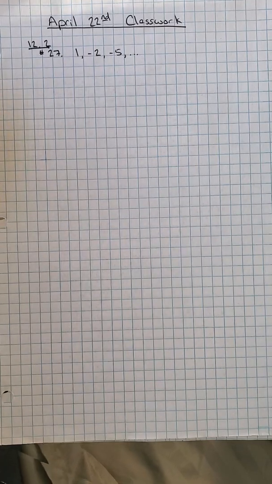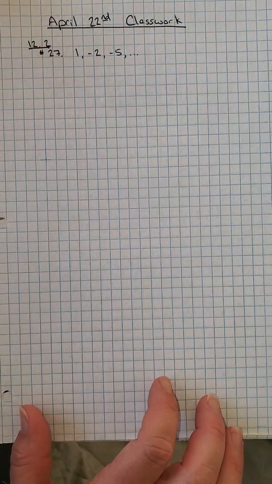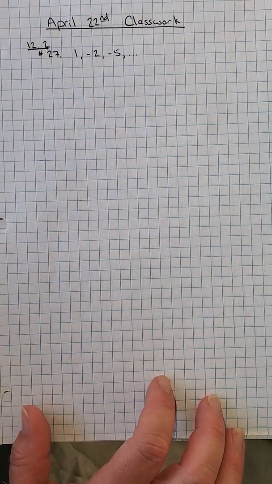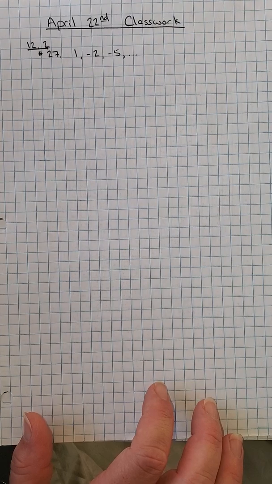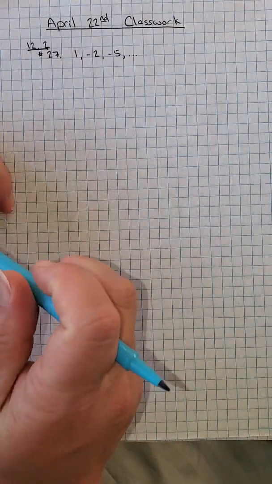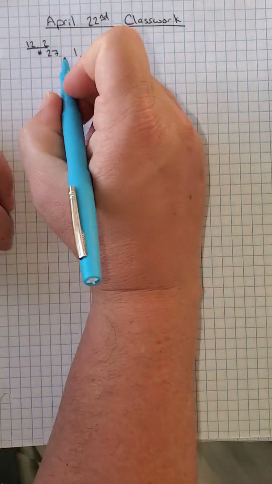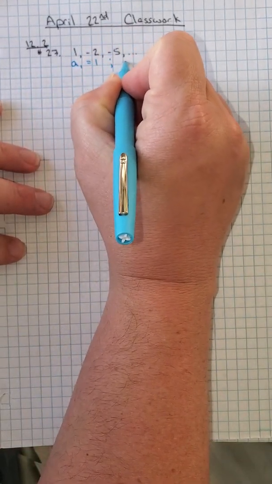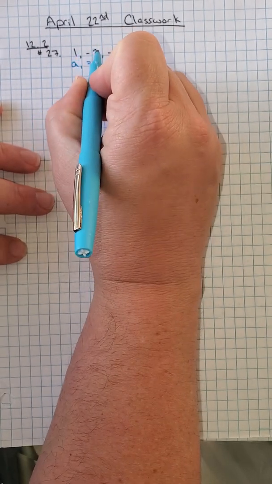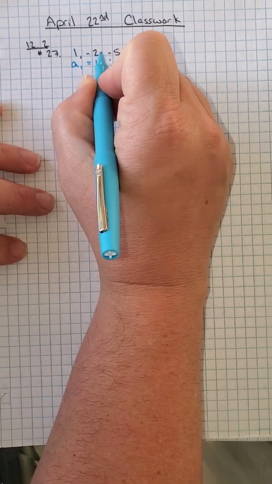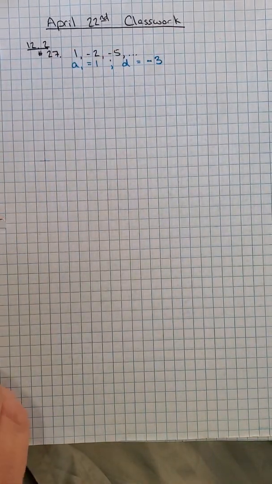Hi, I'm going to do the April 22nd classwork, starting off with 12.2, number 27, where you had to find the 90th term of this sequence. So first of all, our a sub 1 for this sequence, the first term, is 1. And our d, the difference between each one, it looks like you're subtracting 3 to get from one to the next.